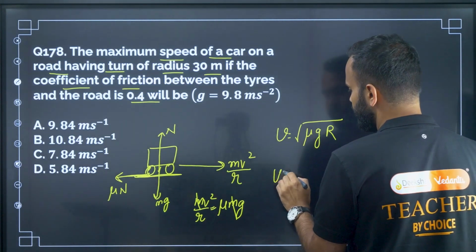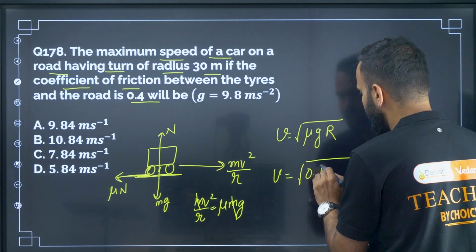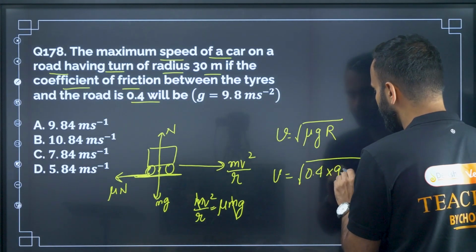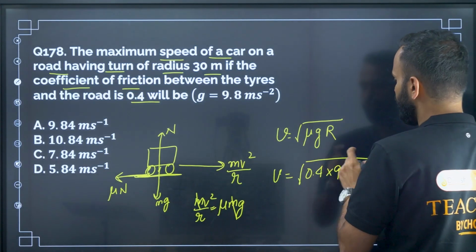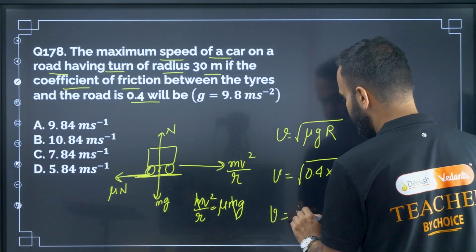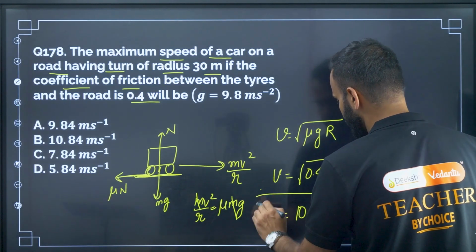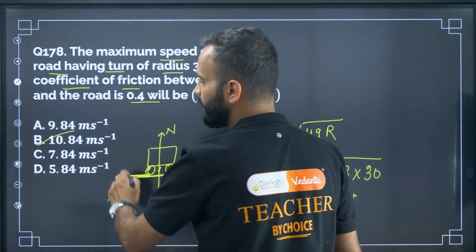Now substitute the values. What is the value of mu? The mu is 0.4. What is the value of g? g is 9.8. What is the value of r? r is 30 meter. Now solve this, you will get 10.84 meter per second. So the correct option is B.